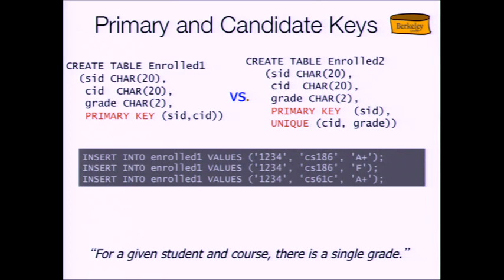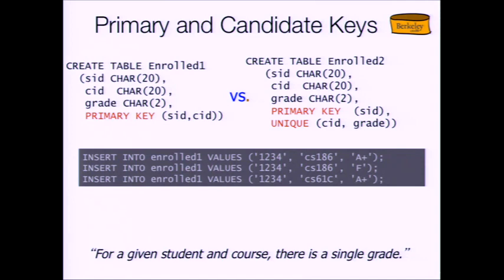Is that insert going to be allowed? Not in enrolled one, because enrolled one says the combination of SID and CID has to be unique, and you can see that these two have the same value for SID, CID. So in enrolled one, you're not allowed to do that. But if student 1234 takes another course, say 61C, they kind of went backwards here, but they got an A+. That one's allowed. So that's what's happening with these inserts in enrolled one.